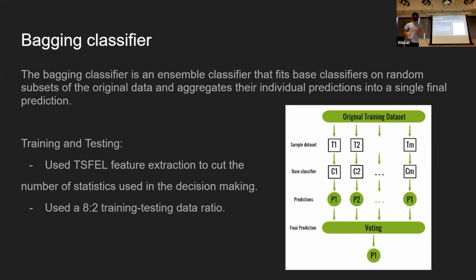For the classifier, we used a bagging classifier, which is an ensemble classifier that fits the base classifier on random subsets of the original data and aggregates the individual predictions. For the training and the testing part, we used TSFEL feature extraction to cut down the number of samples, and we used an 80 to 20% training and testing data ratio.